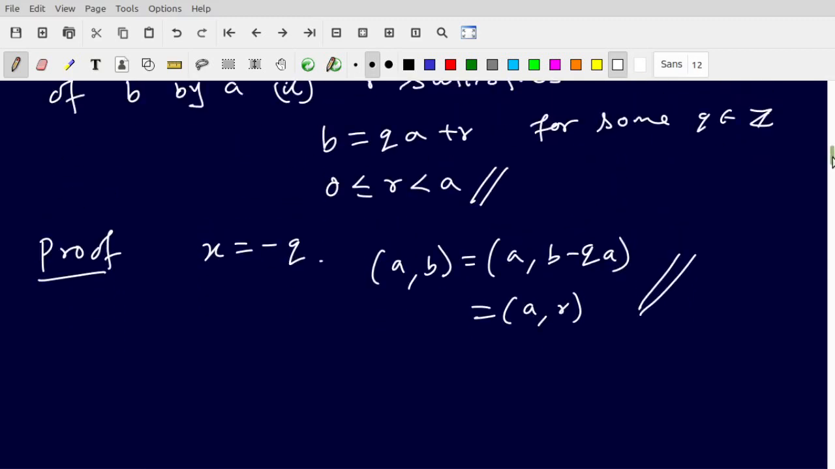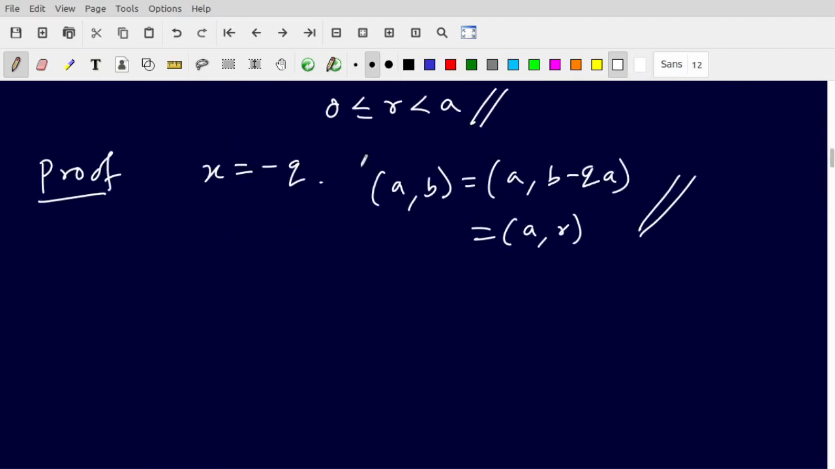Okay, so once again imagine that you apply the same result here. If R is 0, then we can stop the process. Otherwise, suppose R is positive, less than A, then once again apply the same result and replace the bigger number by the remainder on the division of A by R.